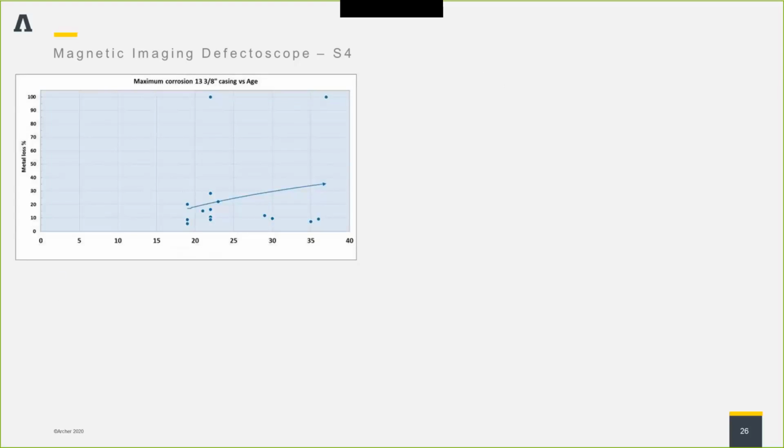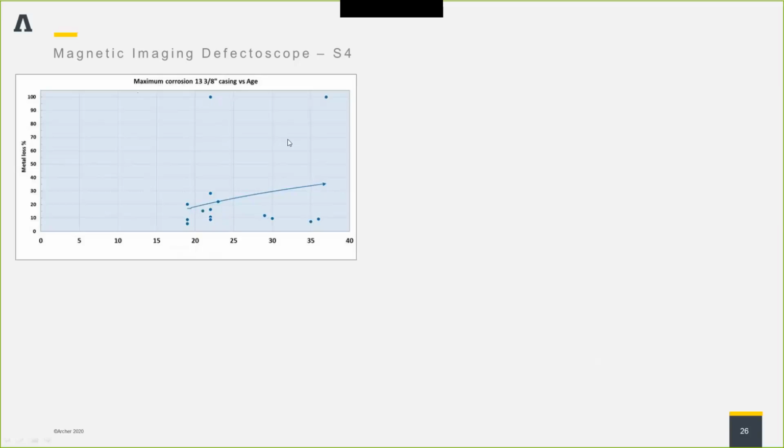This is a plot of, these are not all the same wells. This is individual wells. So the age along the bottom is the time from when that particular well was first drilled. So, for example, at 22 or 23 years, we have this particular well up at the top that showed 100% metal loss in the 13 3/8. We don't know when that actually occurred because each of these wells has only been logged once. So this is not cumulative time lapse on one well. This is all the different wells in the sector.